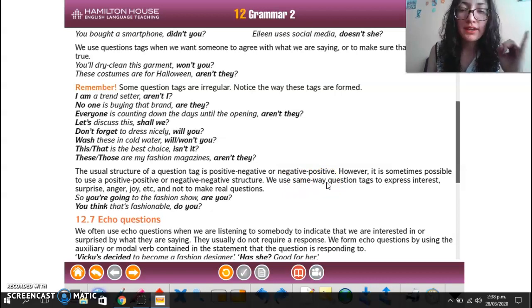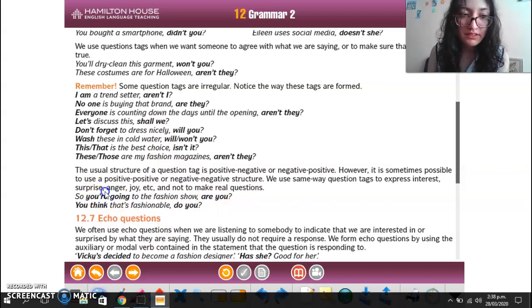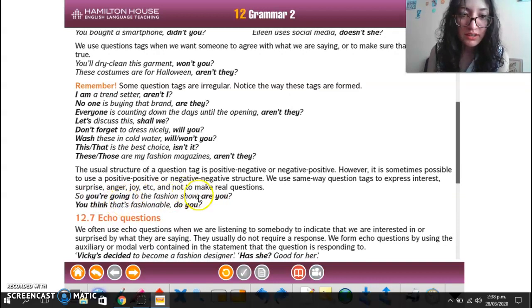They are used to express interest, surprise, anger, joy, whatever you want, and not to make real questions. For example, so you are going to the fashion show, are you? Here the sentence is affirmative, and the question tag is affirmative too. And now we have, you think that's fashionable, do you? Do you is affirmative, and the whole sentence is affirmative. They are called same way question tags.